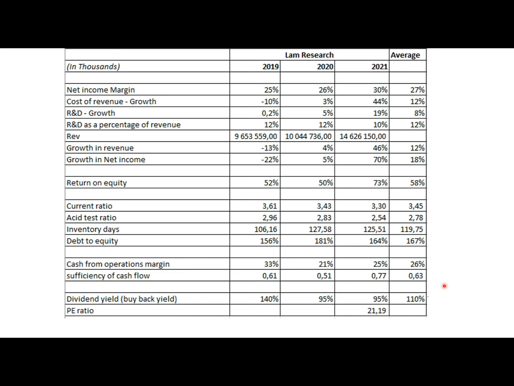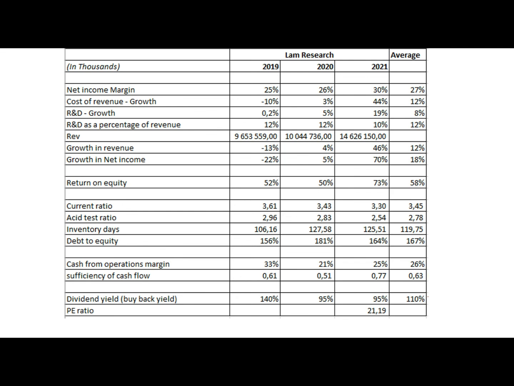The cash position. The cash margin is pleasing. It's in line with the industry average of 26%. They have declined from 2019, but still stable and has recovered in 2021. A very, very good performance there. The cash margin highlights Lam's ability to generate cash from operations.